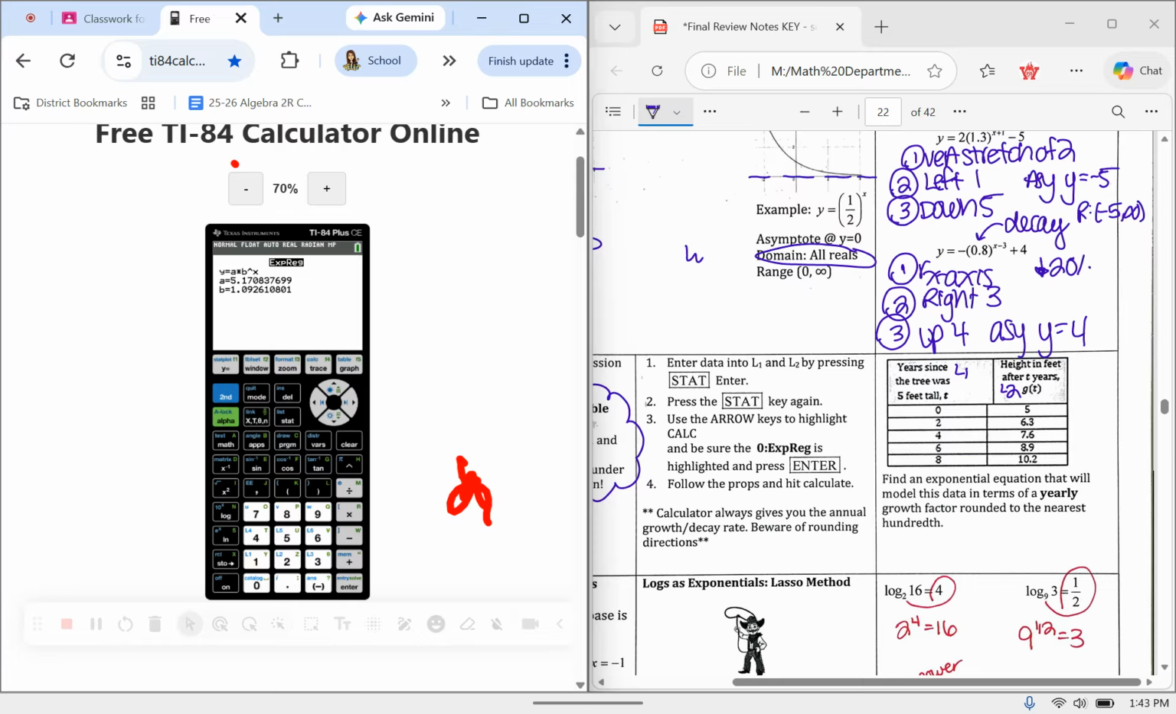And there you go. So Y equals A times B to the X. Rounded to the nearest hundredth, I would have Y equals 5.17 times 1.09 to the X. And that's my exponential regression equation.